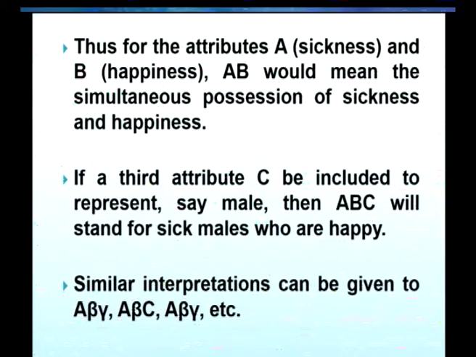Non-possession of B. Now, we have taken B as happiness and gamma represents the opposite of C, that is, female. So, A, beta, gamma represent a person who is sick and unhappy, and at the same time a female: a female unhappy sick person. Similarly, A, beta, C represent a male member who is sick but happy. So, similarly, we can go ahead with this kind of representation.